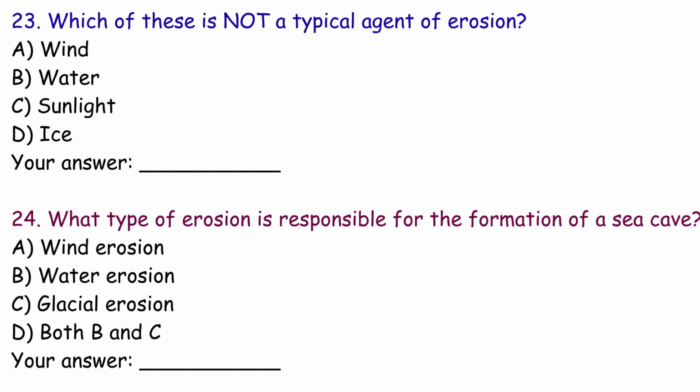24. What type of erosion is responsible for the formation of a sea cave? A. Wind erosion. B. Water erosion. C. Glacial erosion. D. Both B and C. Your answer.